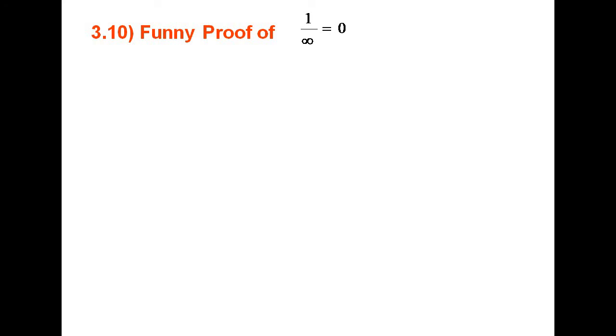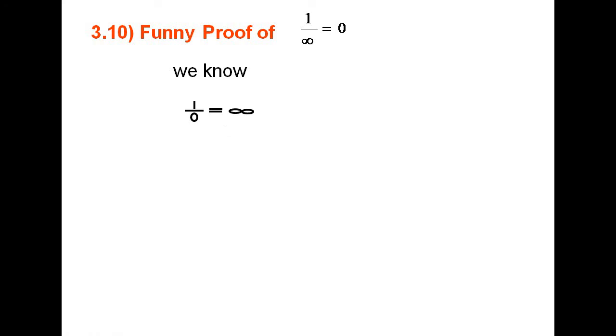Now we will discuss this funny proof. If we take a notebook, on the notebook we should write 1 divided by infinity is equal to 0, and we know that 1 divided by infinity is equal to 0. We also know that 1 divided by 0 is equal to infinity.